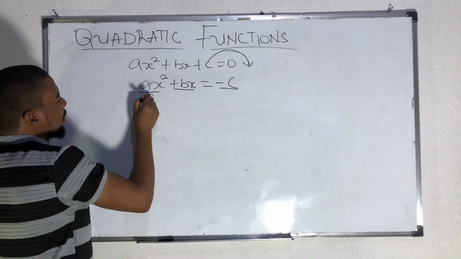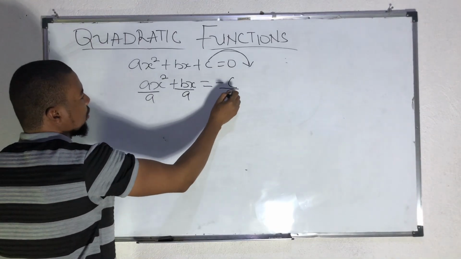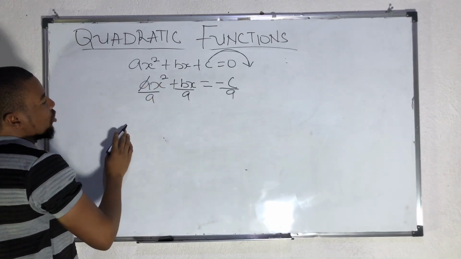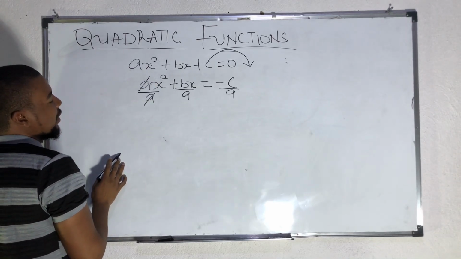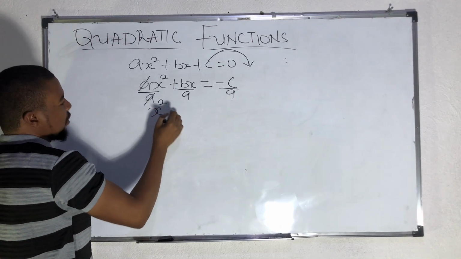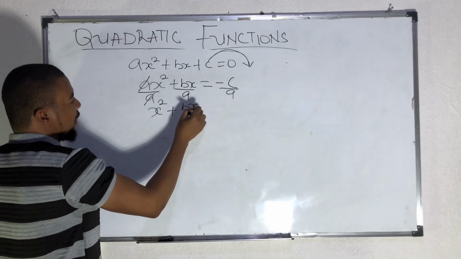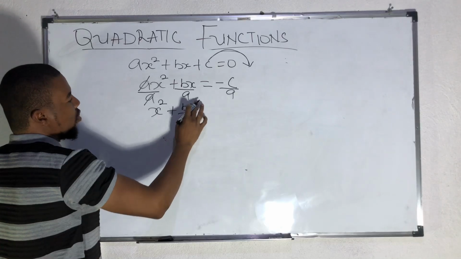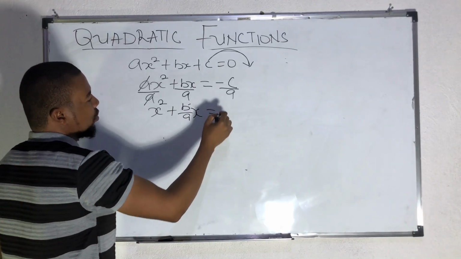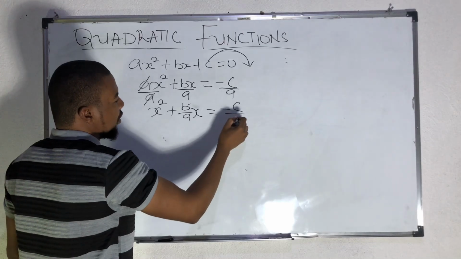Now let's continue with the solution. I'm going to divide everything by a. If you divide everything by a, what do we have? The a at the top cancels out with the a at the denominator, and we're left with x squared plus bx over a, or we can say b over a multiplied by x, is equal to negative c over a.